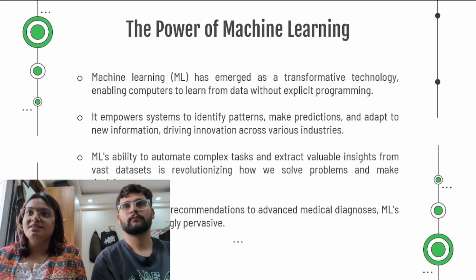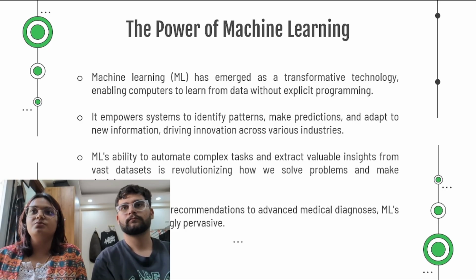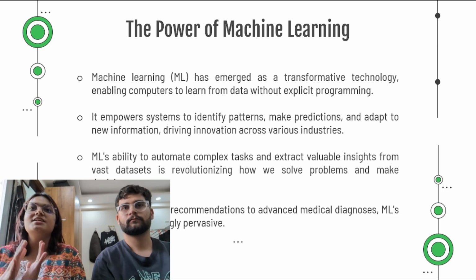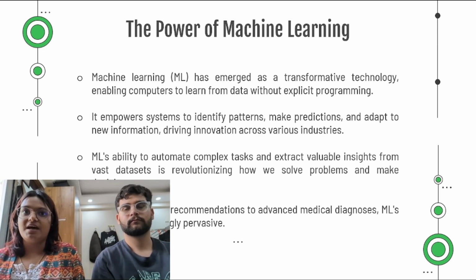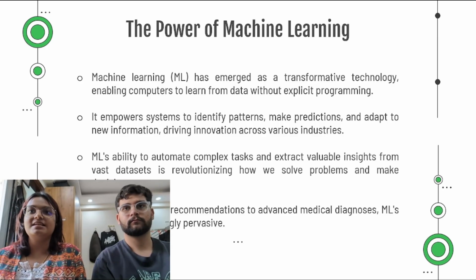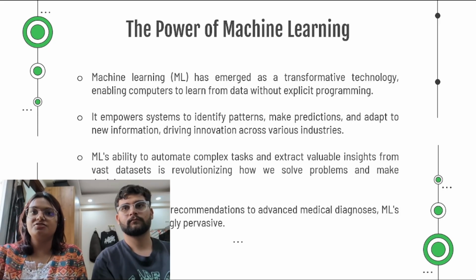Machine learning, or ML, is a subset of AI that allows computers to learn patterns from data without being explicitly programmed. It's behind recommendation engines like Netflix, real-time fraud detection in banking, and even complex tasks like self-driving cars or diagnosing diseases from scans. Its ability to automate and adapt is revolutionizing decision making.